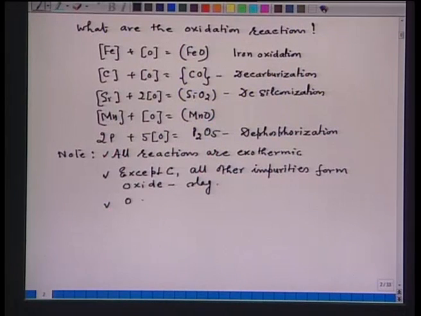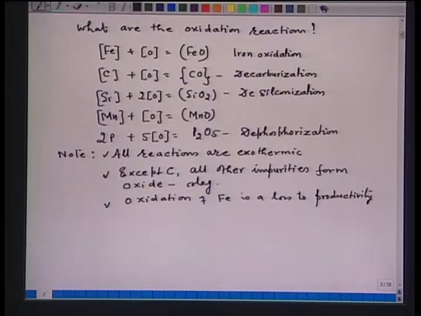The third thing is that oxidation of iron is a loss to productivity. In fact, the techno-economic parameters of steel making are loss of iron in slag and presence of dissolved oxygen in steel at turndown. These are the two techno indices of any steel making process. Therefore, oxidation of iron should be controlled. Therefore, controlled oxidation of iron is required.